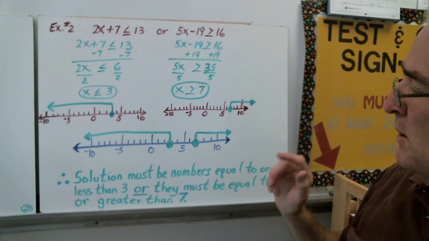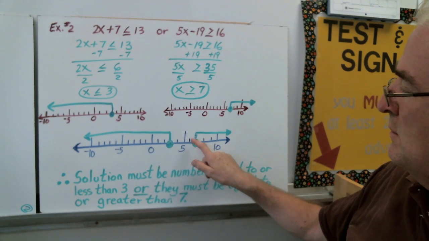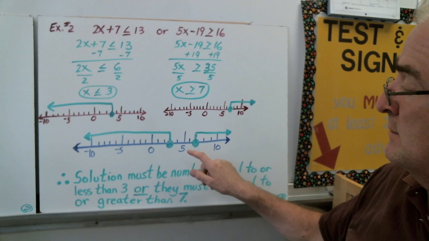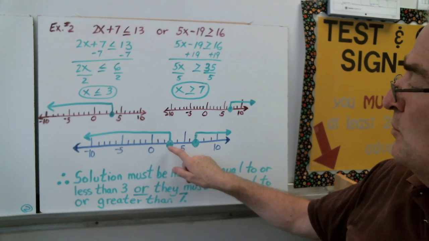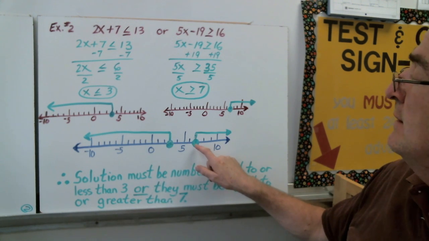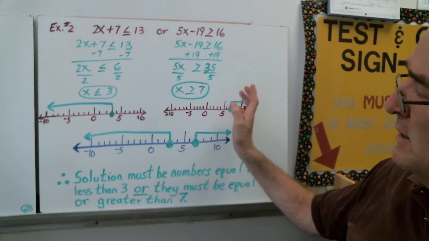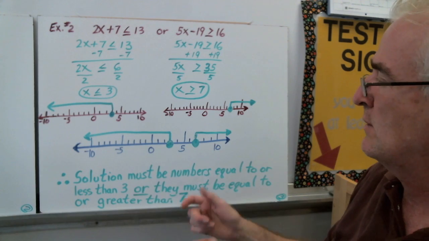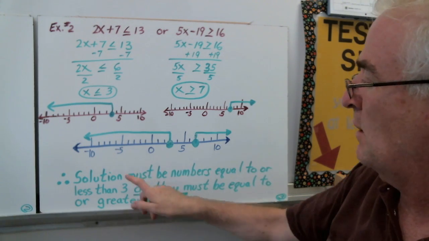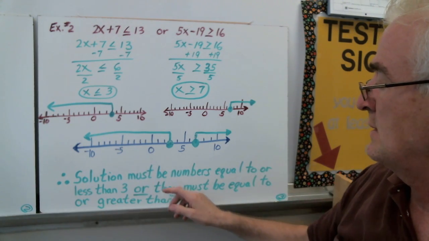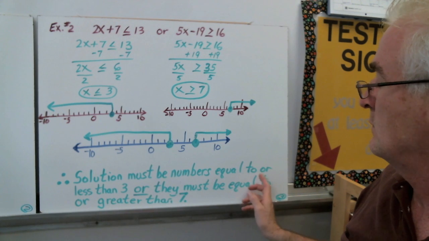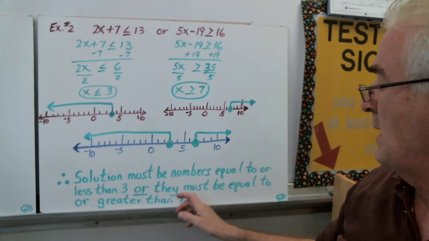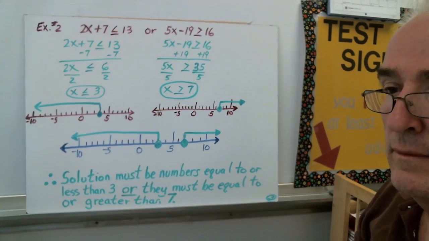Here's what we know now. Notice we are looking at a section that is eliminating some possible solutions. This gap between 3 and 7 holds the only numbers that will not satisfy this compound inequality. So we're actually going in both directions. The solution must be numbers equal to or less than 3, going this way, or equal to or greater than 7.